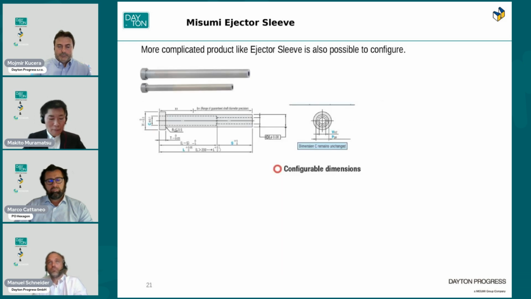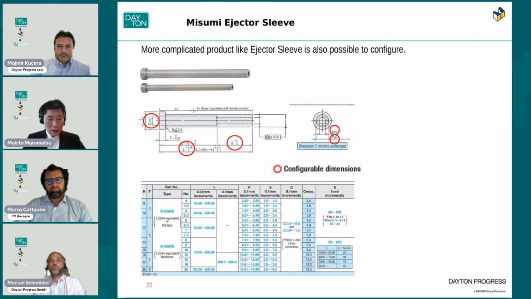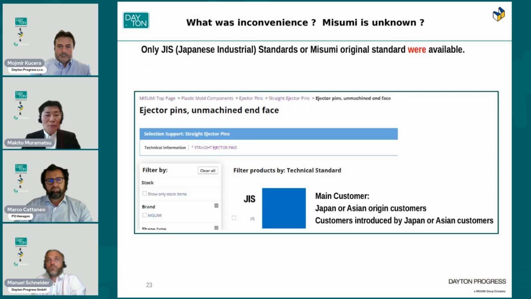MISUMI is also able to configure more complicated components such as ejector sleeve. Here is our configurable dimension. Up to here, thank you very much for listening to my explanation. What MISUMI components are unique and convenient for you.